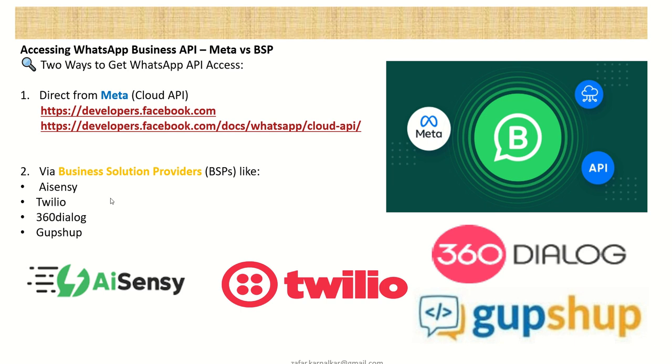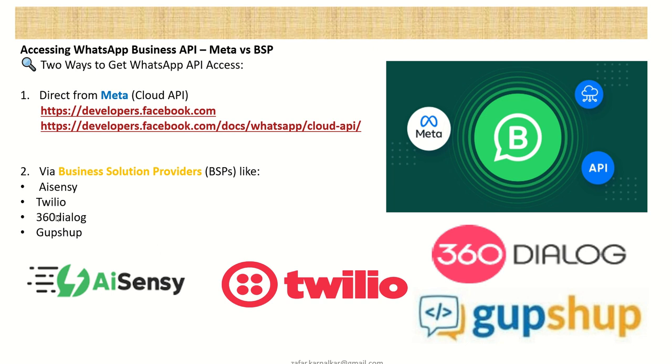There are thousands of BSPs in the market, but some of the top ones are AiSensy, Twilio, 360dialog, and Gupshup, etc. Those are, we can say, channel partners. They purchase the API from Meta only, but they do some additional work. They reduce the developer work for us. They purchase the API from WhatsApp, they simplify it, and then provide it to us.